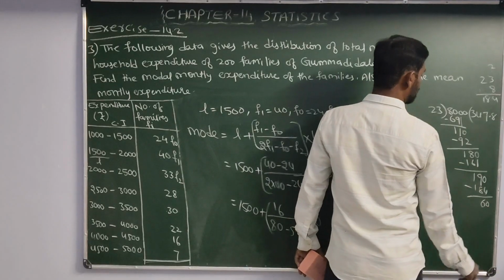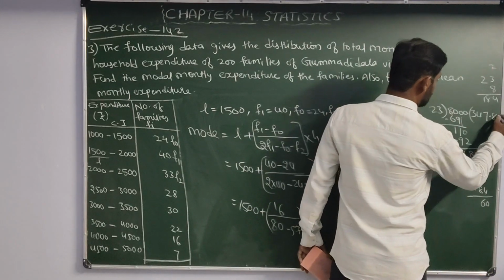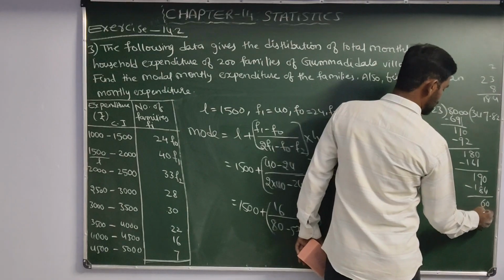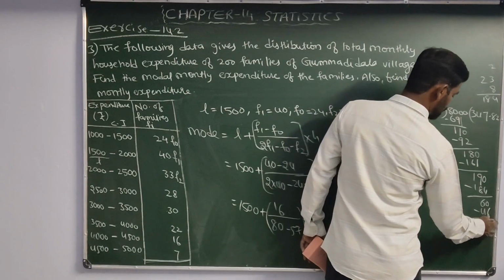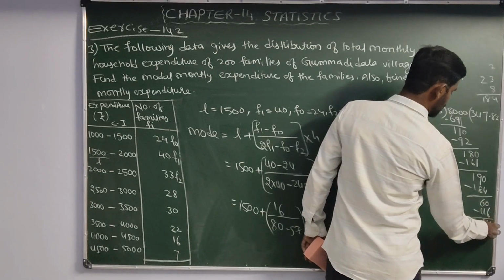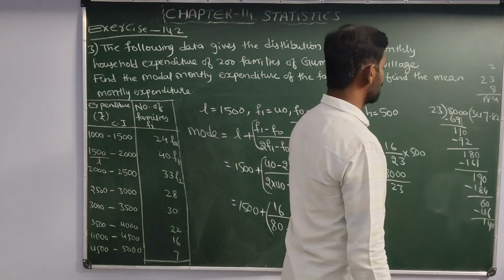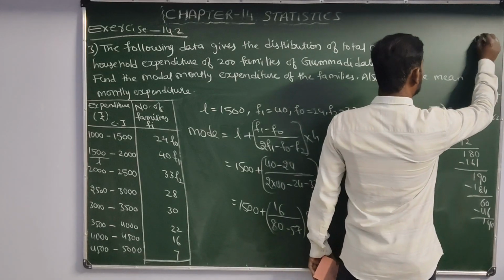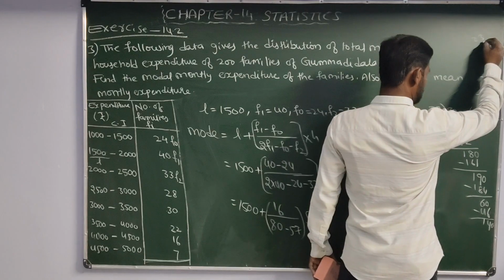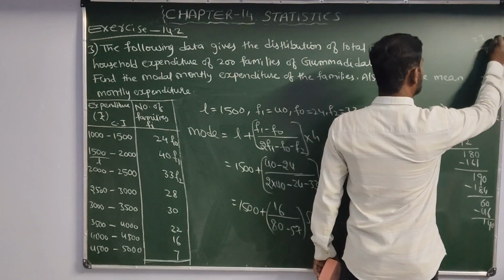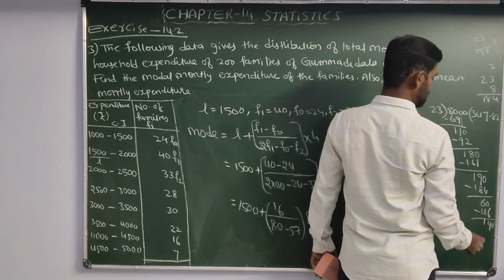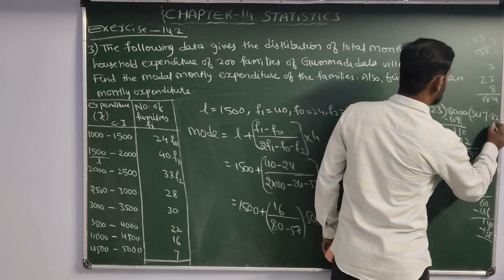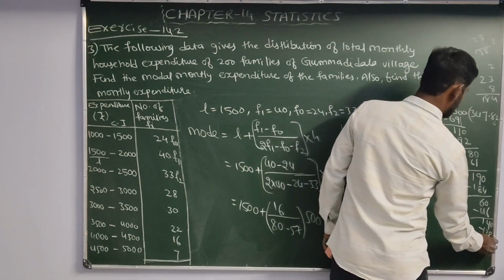Take 0 here. 23, 2, 46. 6 threes are 18 1, 6 twos are 12 plus 1, 13. So approximately we can take 6, that is you write here 6 2 0.